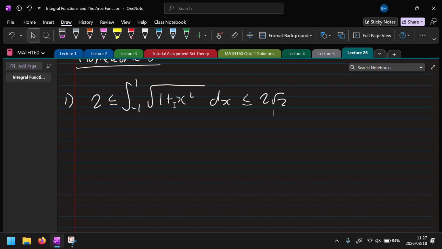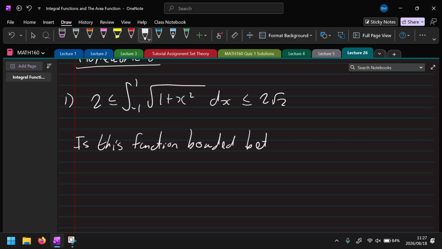Now, there's a number of ways of doing that. We can do it that way. Maybe there's another way. Let's try it out. So we're going to see, is this function bounded between little m and capital M? Little m, that's the lower bound. Capital M, that is the upper bound.